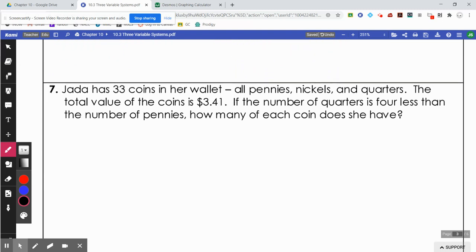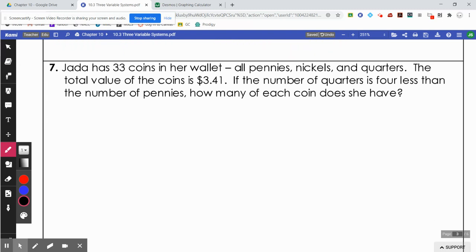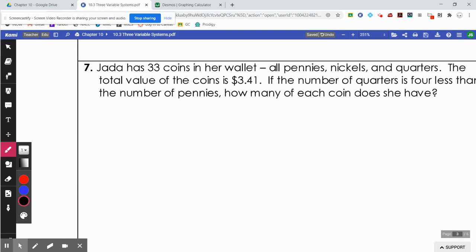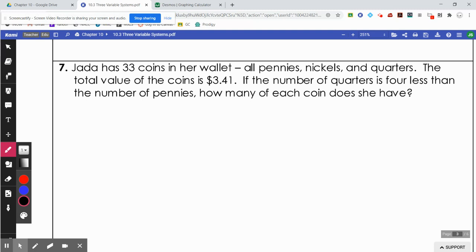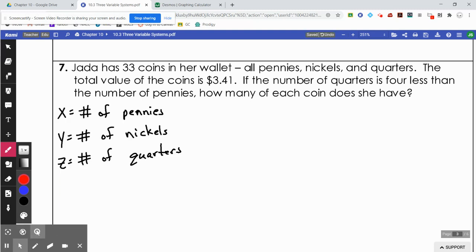Number 7. Jada has 33 coins in her wallet. They're all pennies, nickels, and quarters, which already shows you what your X, Y's, and Z's are going to be. Total value is 341. The number of quarters is 4 less than the number of pennies. How many of each coin does she have? So your X, Y's, and Z's will be the numbers of pennies, nickels, and quarters. And we know the total value is 341.